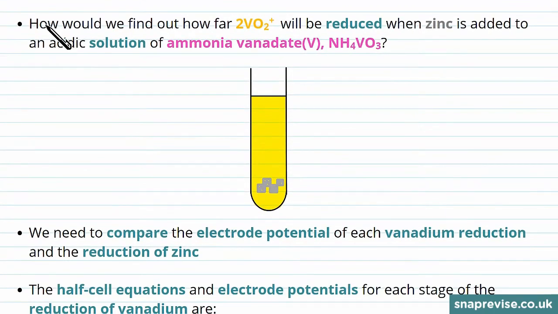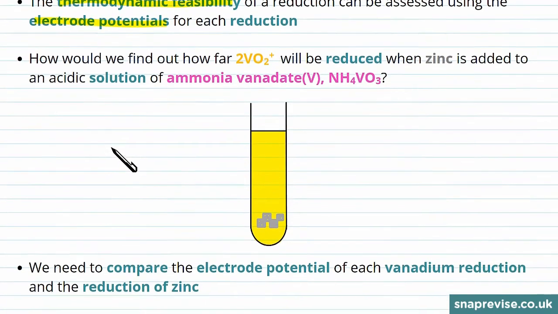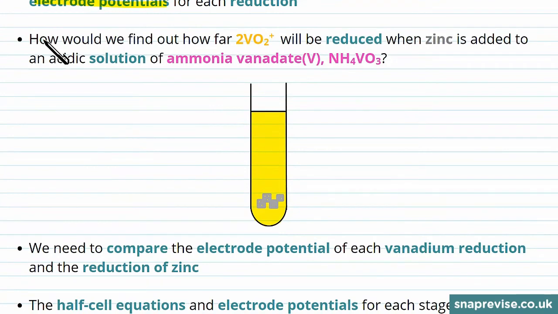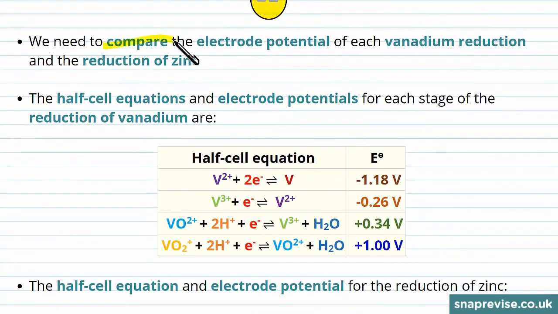So we can use the predictions made about thermodynamic feasibility to predict whether particular reactions are going to happen at all. So for example, if we had a solution that contained VO2+ ions, and remember that the vanadium in VO2+ has a 5+ oxidation state, we can consider how far these ions are going to be reduced when we add a reducing agent like zinc, and we're going to use an acidic solution of ammonium vanadate as the source of these VO2+ ions. So what we're going to do is compare the electrode potentials of each vanadium reduction to that.